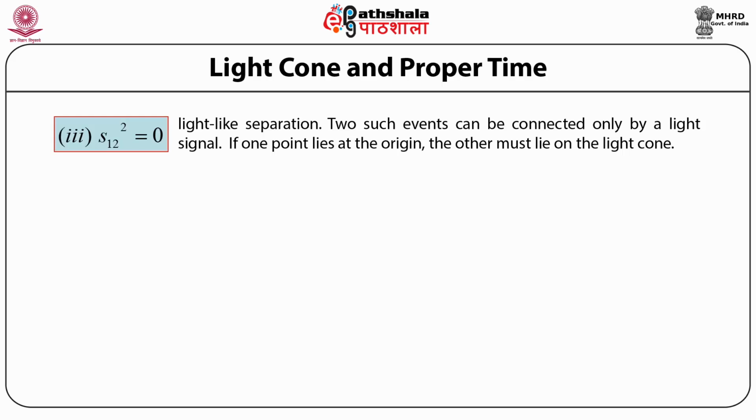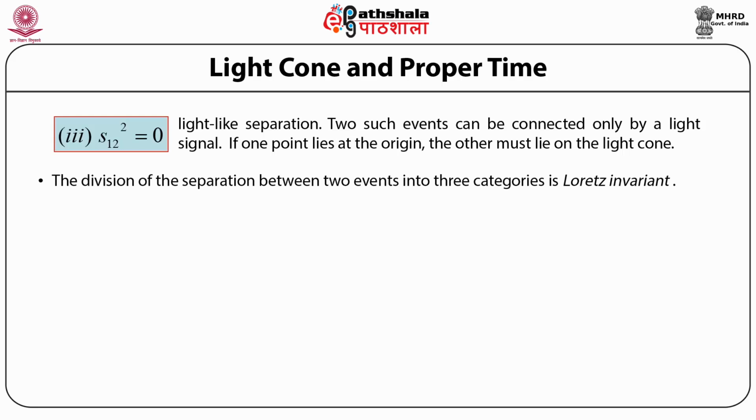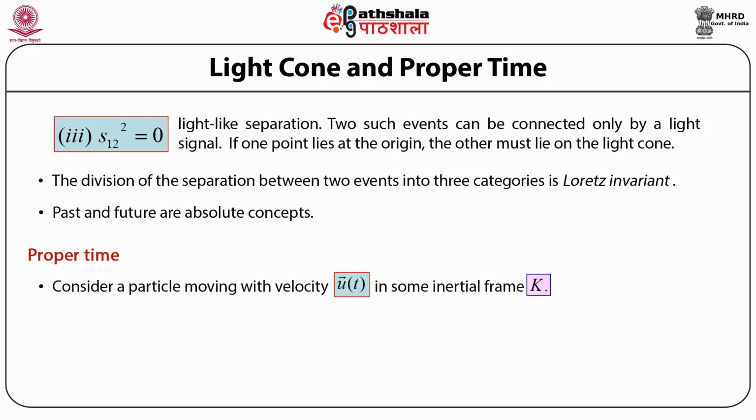Here what is important to note is that the division of the separation between the two events into the three categories defined above is Lorentz invariant, and that the concepts we discussed regarding the past and the future are absolute concepts in terms of the light cone and proper time. Now let us discuss the concept of proper time. Let us consider a particle which is moving with the velocity vector u as a function of time t in some inertial frame of reference K.